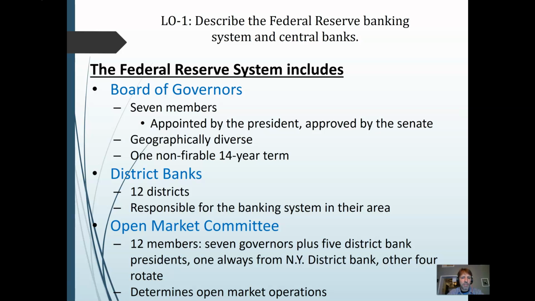We talked about the 12 districts and each one having a bank, and they're responsible for the banking system in their region, and then they make decisions collaboratively that impact the nation. And then they have an Open Market Committee that includes 12 members: the 7 governors, plus 5 district bank presidents, and one is always from the New York district bank. The other 4 rotate. So New York's bank, because we're the financial capital of the country, always serves on that committee.